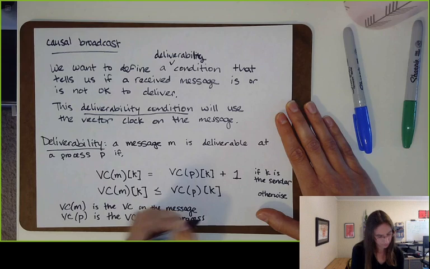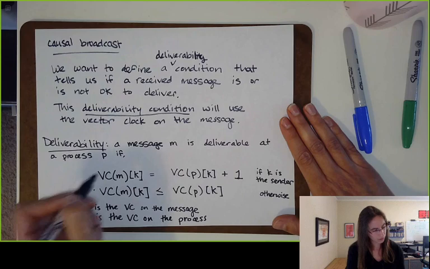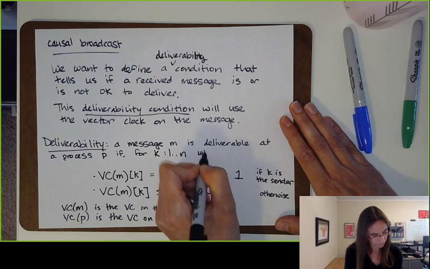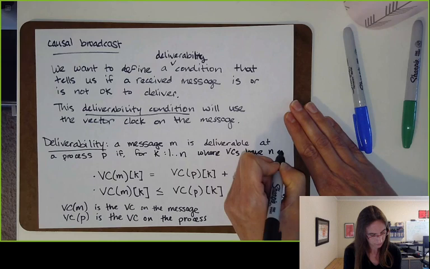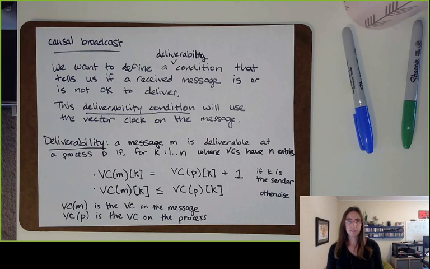So two pieces to this definition. And together they make up the deliverability condition. I should say here, K is going to range over all the entries. n is the number of entries in the vector clock. K is going to be an index into that vector clock. So that's going to be the deliverability condition.